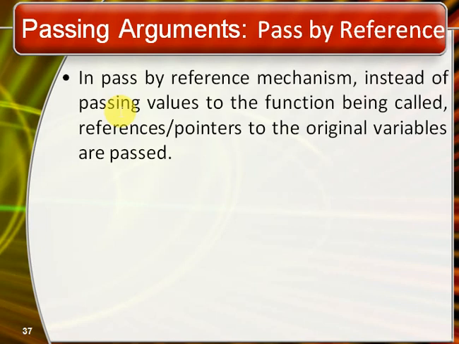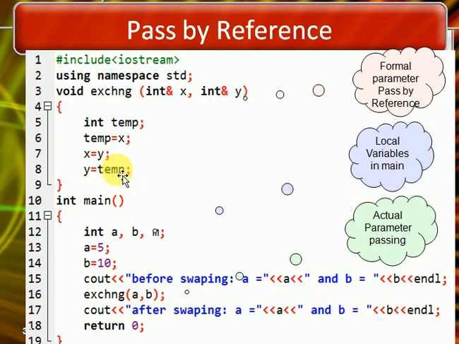In the pass by reference mechanism, instead of passing values to the function being called, references or pointers to the original variables are passed. Now let us look at an example associated with pass by reference. It's an example to swap values of two variables. Here is the function definition, that is void exchange. The ampersand symbol is used to pass argument address, that is int ampersand x, meaning pass address of x and pass address of y.